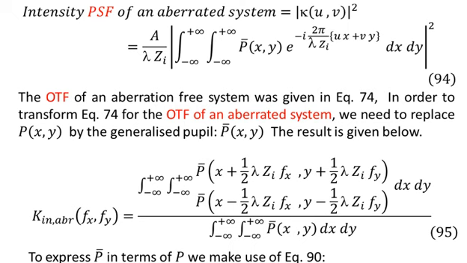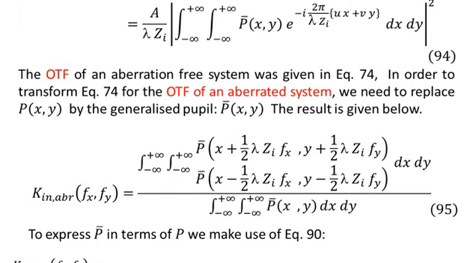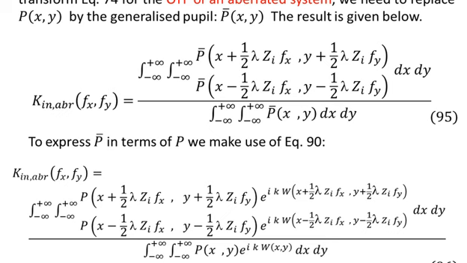The OTF of an aberration free system was given in equation number 74. In order to transform equation 74 for the OTF of an aberrated system, we need to replace P of x, y by the generalized pupil function, which is P bar of x, y. The result is given below as equation number 95. So K_in, where in as a subscript stands for incoherent and K stands for the transfer function. We have also used ABR in the subscript, which stands for aberration. So this is the incoherent transfer function including aberration.